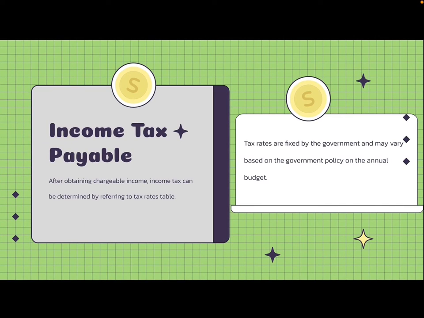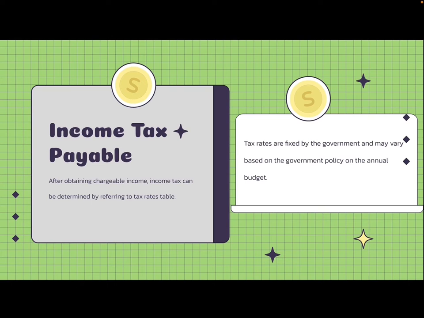Next, I will talk about income tax payable. After obtaining chargeable income, income tax can be determined by referring to the tax rates table. Tax rates are fixed by the government and may vary based on the government policy on the annual budget.